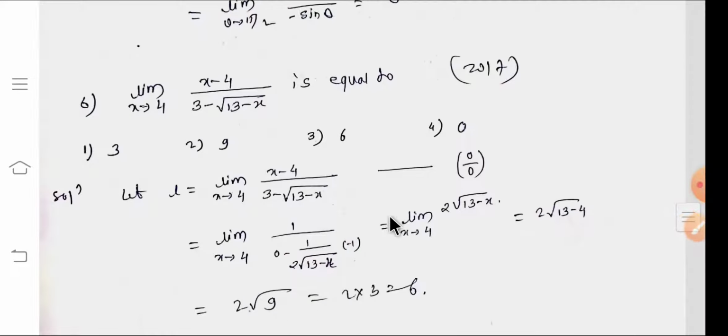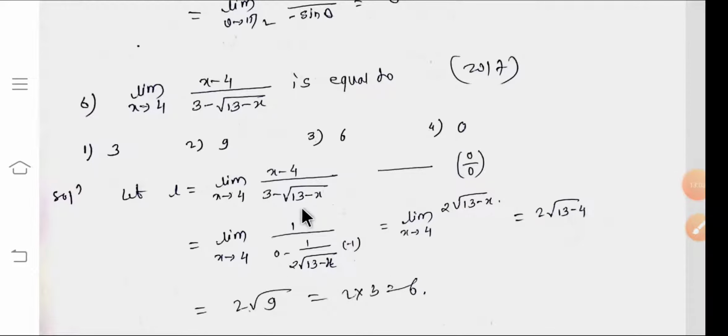Similarly the next example, limit of x tending towards 4, (x minus 4) by (3 minus root of 13 minus x) is equal to, the options are 3, 9, 6 and 0. So the given function, as x tends towards 4, means we substitute x equal to 4, which is 0 by 0 form. So therefore let us consider L equal to the given function. Which is 0 by 0 form, means differentiating numerator and denominator.